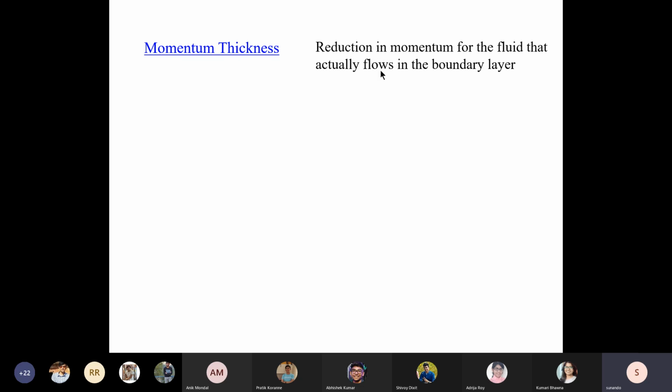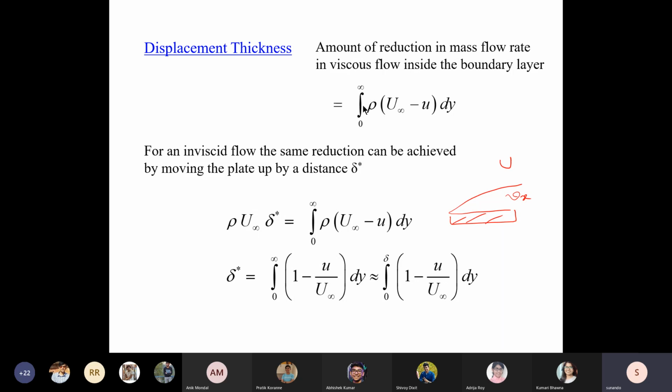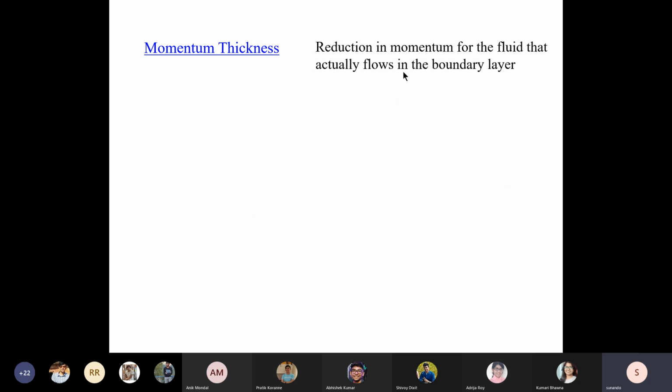Whatever flows inside the boundary layer, the expression for that we have already obtained. Had there been no effect of viscosity, it would flow with a velocity u infinity. But since I have the viscosity, it is now flowing with a velocity equal to small u. So this u infinity minus u is the change in velocity of the mass which is actually flowing in it.